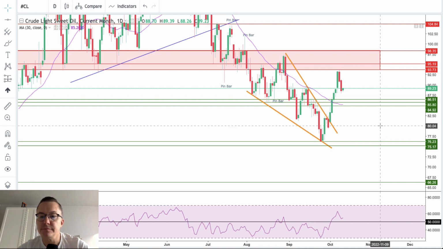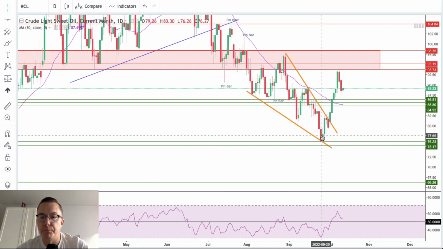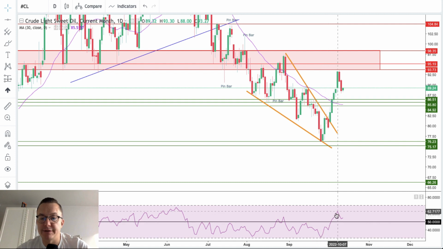So we got plenty of bullish momentum that has been put into this rally here, as you can see, from the oversold market conditions towards the level of 63 on the positive side of the RSI, which is very nice. That means the market is ready to move higher.